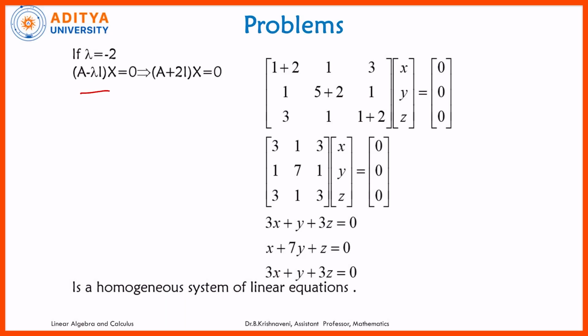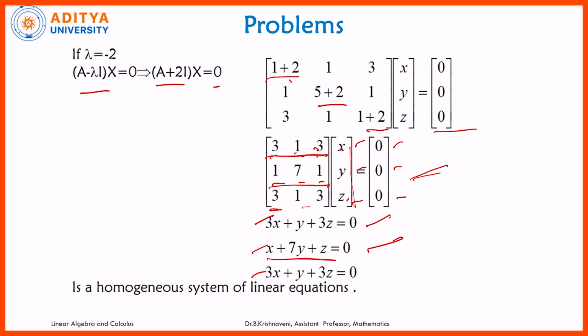First substitute lambda is equal to minus 2, then the equation becomes (A plus 2I) x is equal to 0. In the matrix we just calculated, substitute lambda is equal to minus 2. Then we got the equation as [3 1 3; 1 7 1; 3 1 3] (x, y, z) is equal to (0, 0, 0), which gives a system of homogeneous equations. So, you can write the system as 3x plus y plus 3z by means of the first row. Using the second row, you get the second equation, and the third row gives the third equation, which gives a homogeneous system of linear equations.